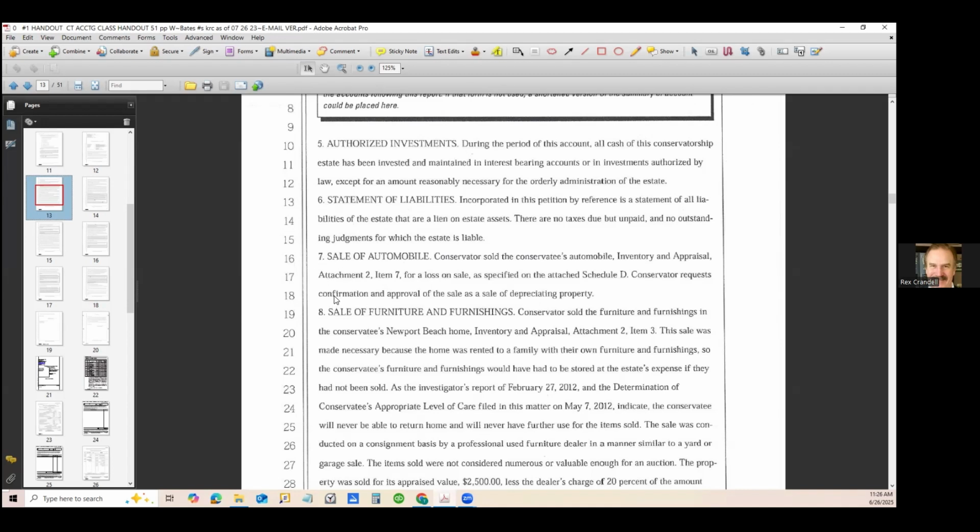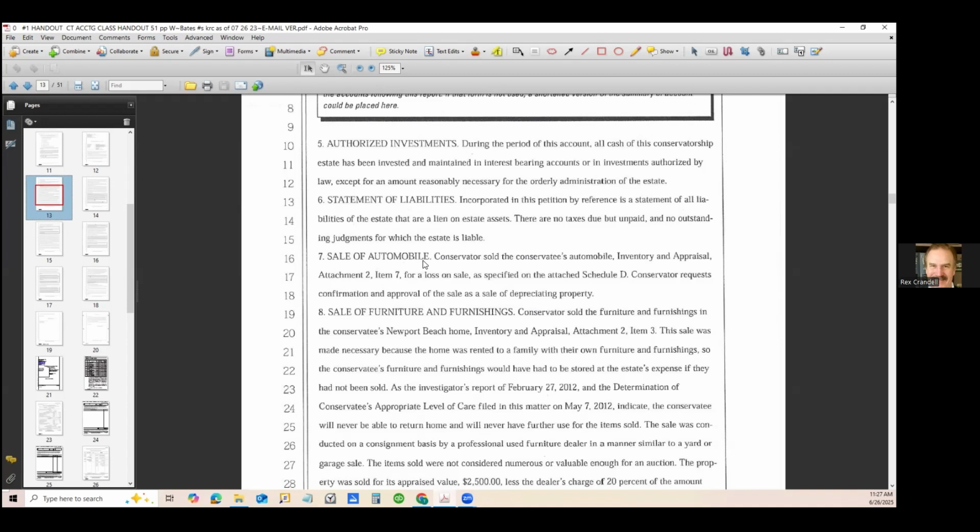Your number 7 could be what I'm calling in my sample number 9 or 10. In this case, this person sold an automobile. A lot of times in our example, it states it was on the inventory and appraisal, attachment 2. Remember, attachment 2 means non-cash, and the value was given by the probate referee. So in this case, it stated there was a loss on the sale. It was shown in Schedule D, and you just request that the court confirm this depreciating asset.